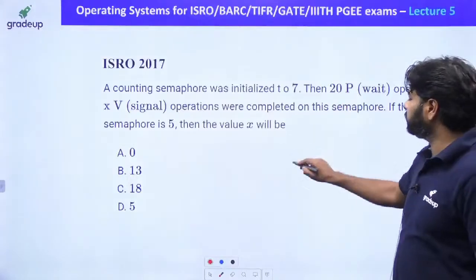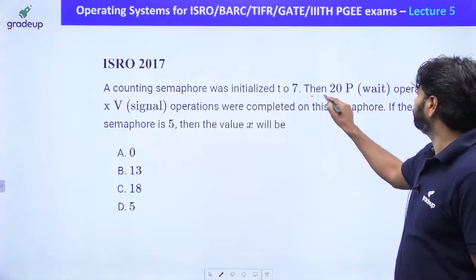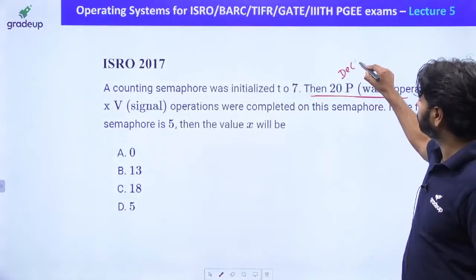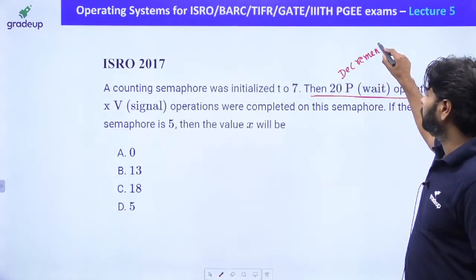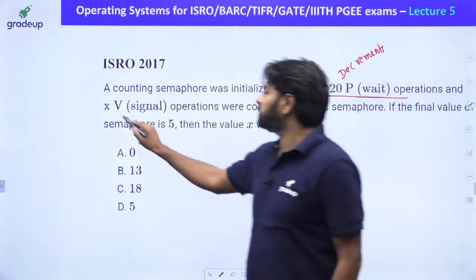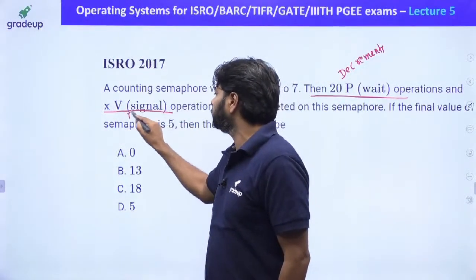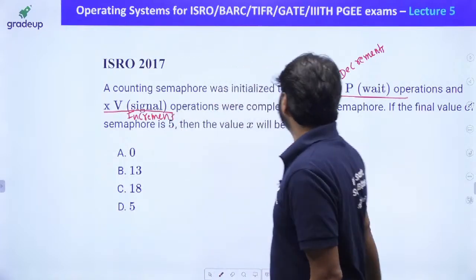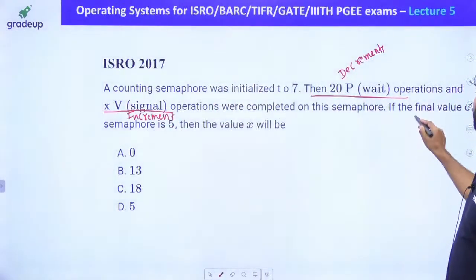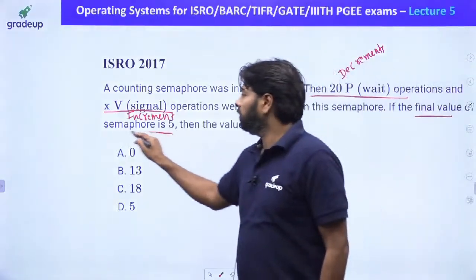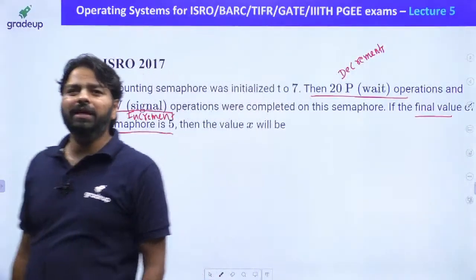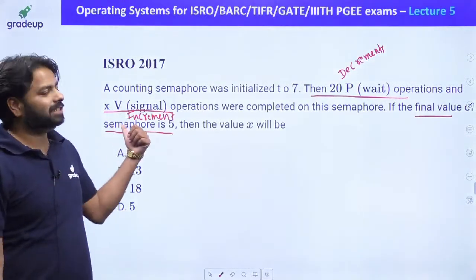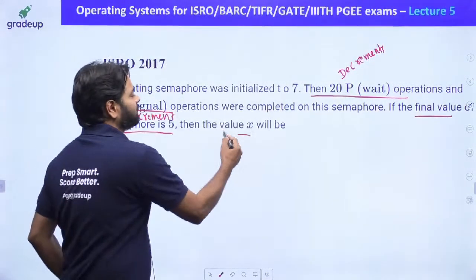What will the wait operation do? It's going to decrement. What does the signal operation do? It's going to increment. Then the final value is given to you, but how many times you are incrementing is not mentioned. They just mentioned x, and they want to find out the value of x.